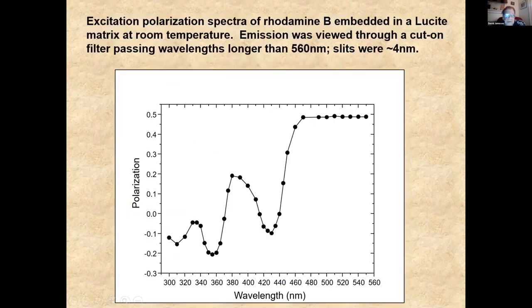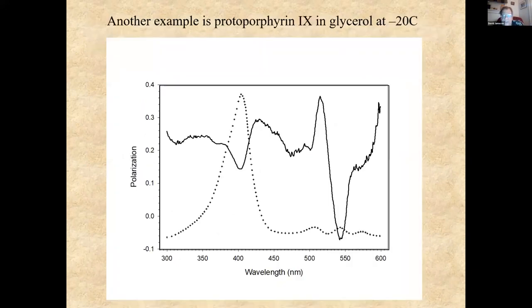Okay. Here's rhodamine in a lucite block, and we see with rhodamine, we go up very close to 0.5, the theoretical limit in solutions, and then we can change a lot when we change the wavelength. And here's an extreme case, protoporphyrin 9 in glycerol at -20, and we see we go all over the place. Why is this so important?